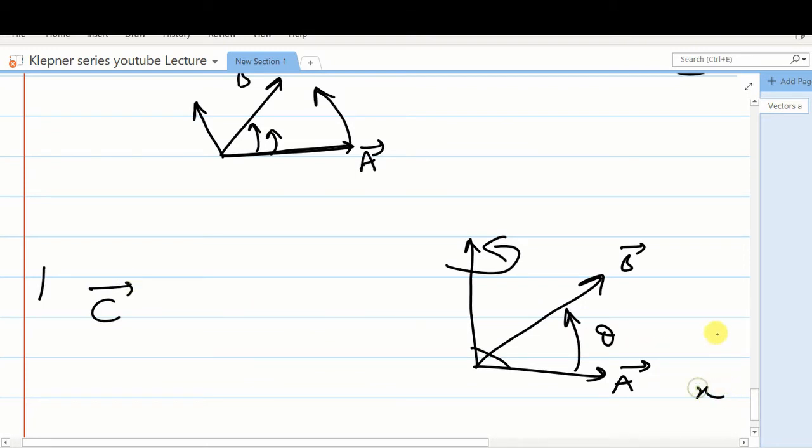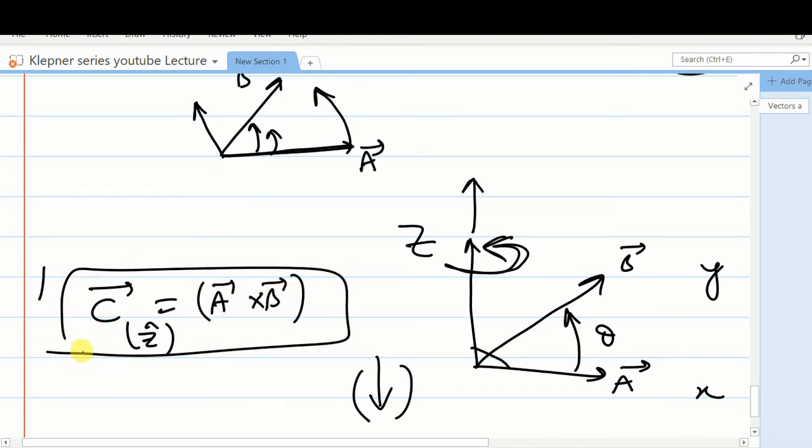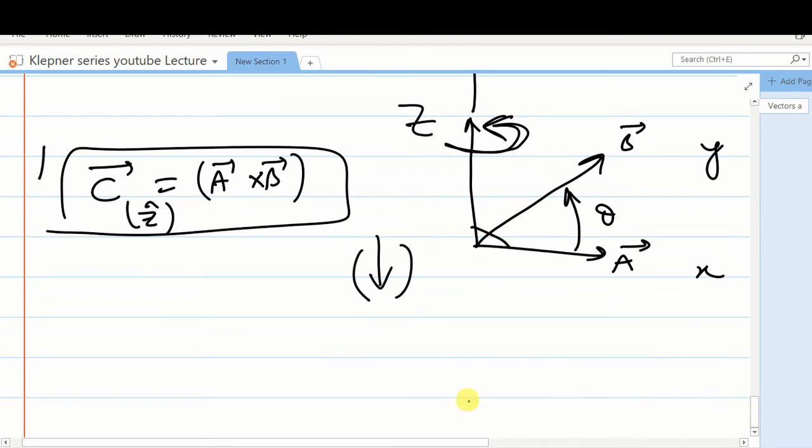Say a is in the X direction, b is in the Y direction, and c is in the Z direction, because you are rotating this way, and we consider anti-clockwise in this direction, clockwise goes downwards. So c is equal to a cross b. That is the meaning of this. It shows how you tighten your screw.